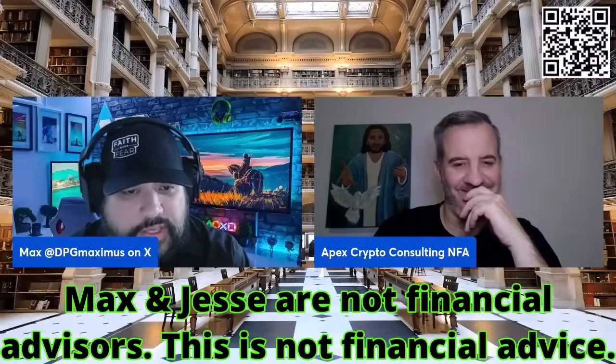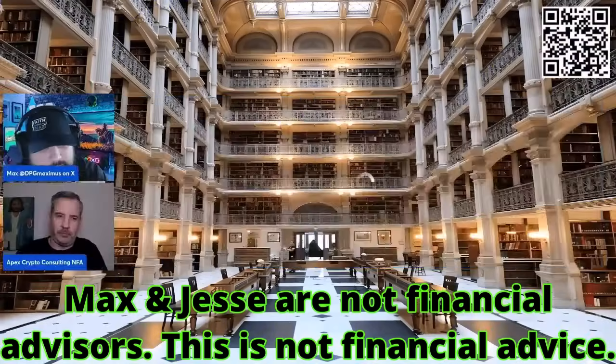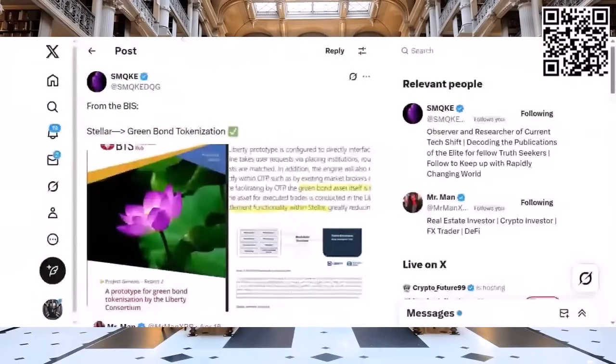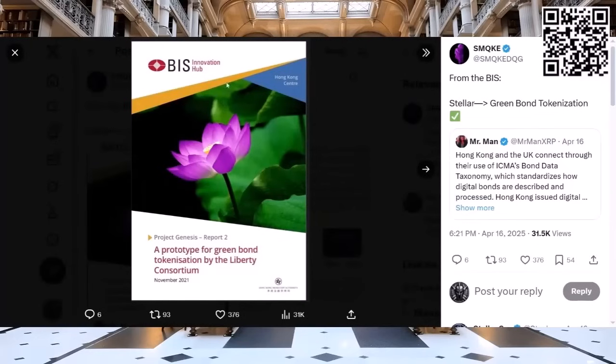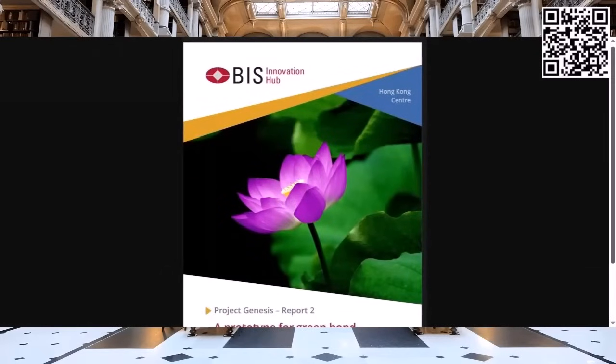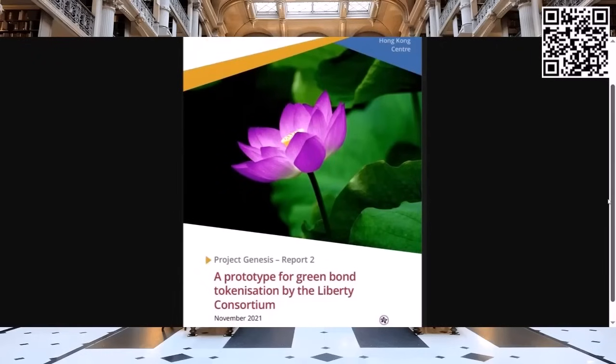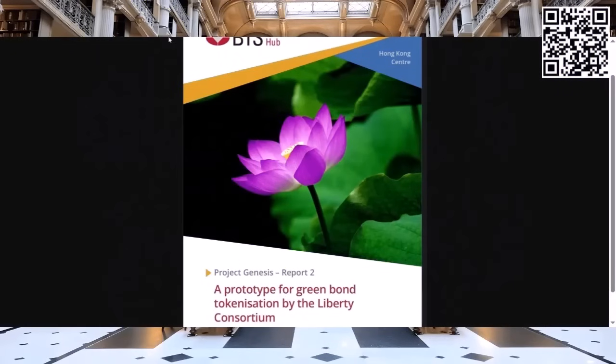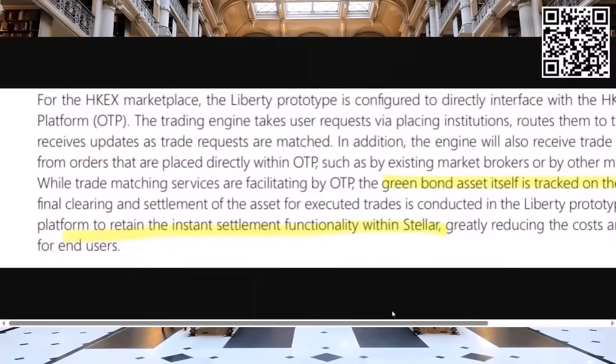So for one, once again, from Smoke, yep, you read it right, from the BIS. This is why I state that they selected Stellar XLM. Now, of course, they selected some other ones, but again, Stellar XLM, this is major moving forward, ladies and gentlemen. So Hong Kong Center, like you see here, Project Genesis, report to a prototype for green bond tokenization by the Liberty Consortium. Now, getting into the next part about this and why it matters, in the key findings from Smoke, he points out some of the key areas of emphasis.